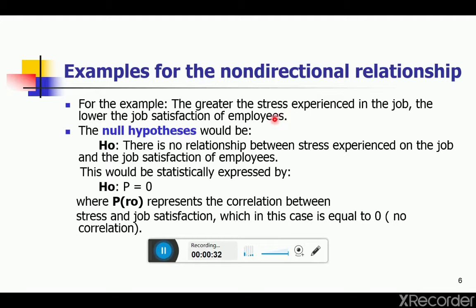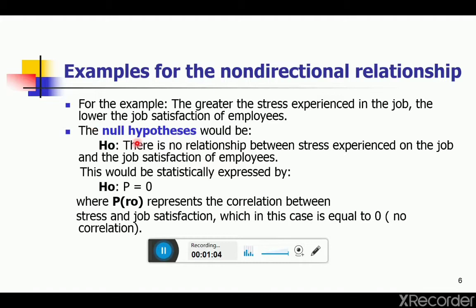Students, if you remember, look here. Here we have two variables again. Number one is the stress variable, and then we have job satisfaction. Stress and job satisfaction, two variables. Now what is the logical relationship here? The greater the stress in the job, it means when employees feel higher stress, stress is increasing, so the next variable, job satisfaction, is decreasing.